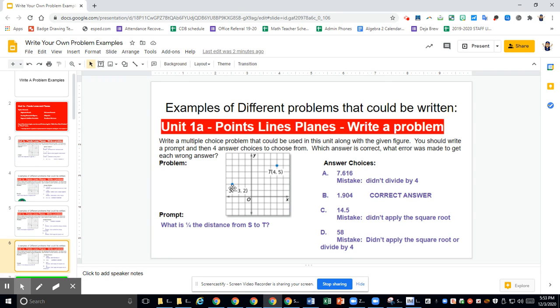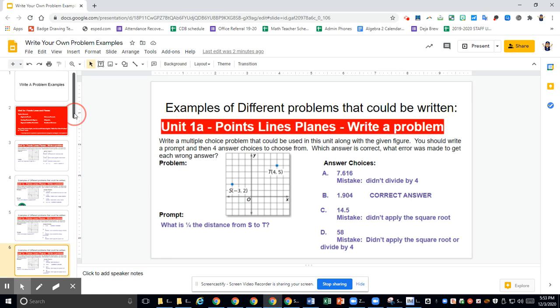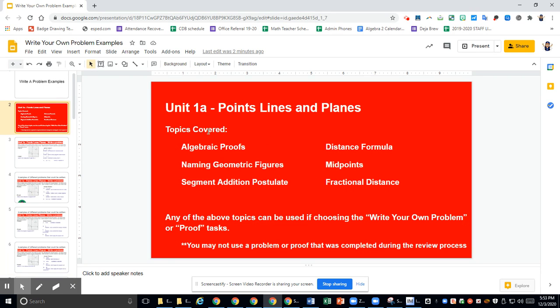Okay, so those are examples using this picture. For Unit 1A, you'll have a problem like this. It'll be a different picture, so a different type of question you'll have to come up with, but it will fall under these topics.